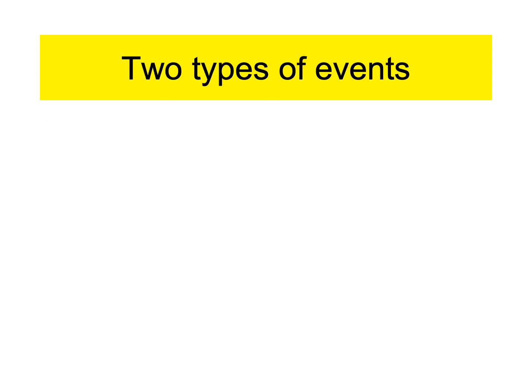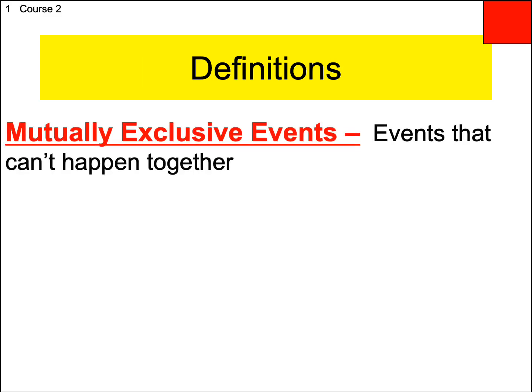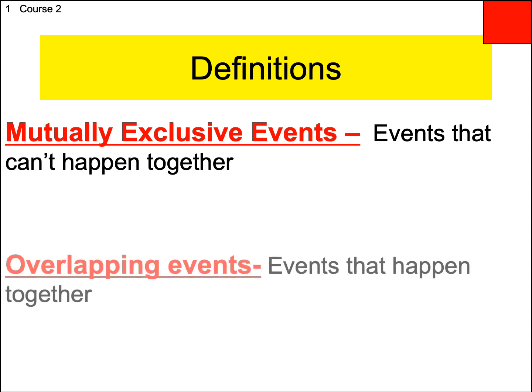In general, just so you know, right, there's 2 types of events. There are what are called mutually exclusive events. That's what we did the previous time. Those are events that can't happen together. And then we're going to call the other ones, the opposite, we're going to call those overlapping events. So overlapping events are events that can happen together. I shouldn't say can, that happen together. It's not that they could or have the possibility. They will happen together. Overlapping events are events that happen together.